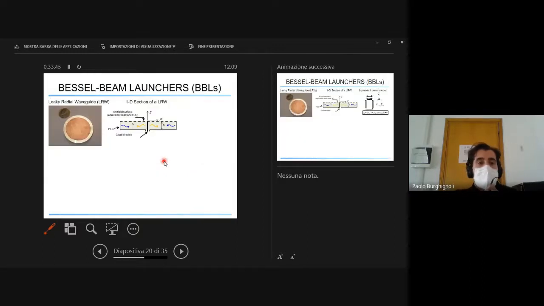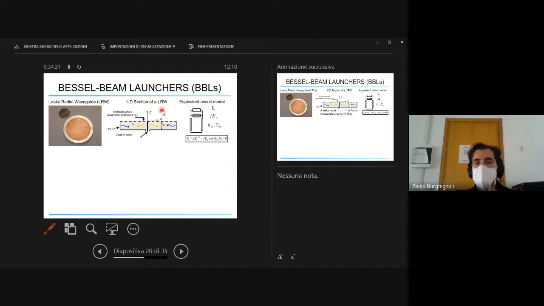So let's see an example of a Bessel beam launcher, that is, a device capable of generating Bessel beams by means of a resonant cavity. In order to generate such Bessel beams, we can basically have a circular cavity that has a reflection at the boundary realized by a metallic circular rim. And in order to allow for radiation, we have to put on top of this cavity a partially reflecting screen that allows for radiation.